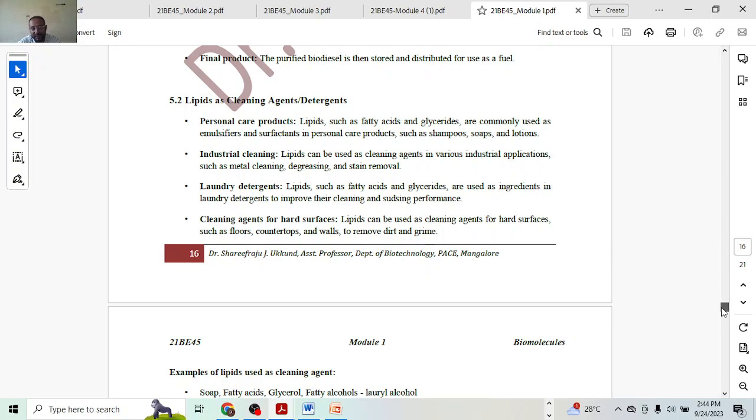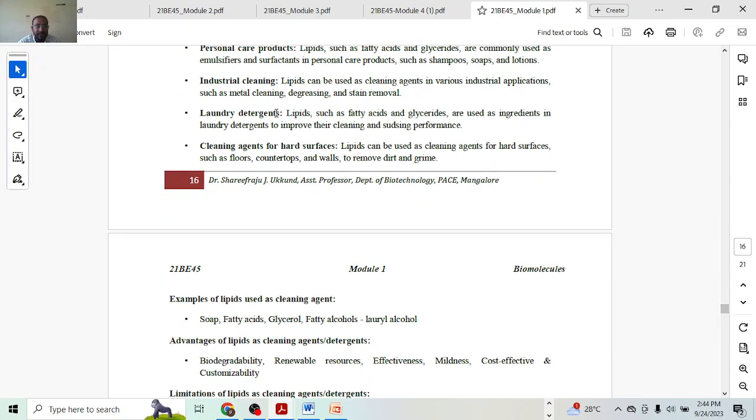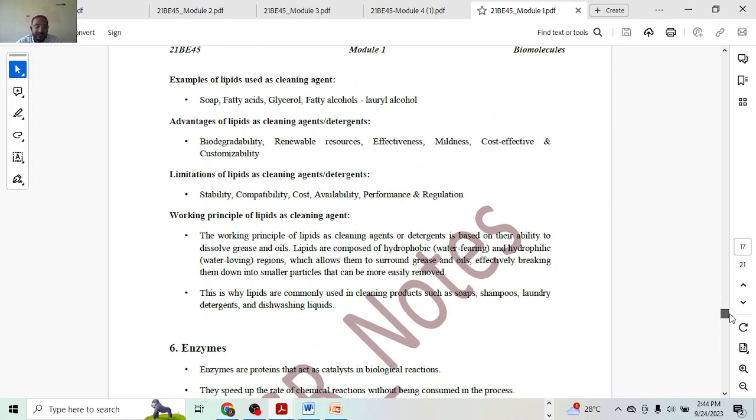You start with here, so you will be getting the different options like personal care, industrial cleaning, laundry detergent cleaning. All these things will get you 2 marks, that is half a mark each. So you have the next, an example of the lipids, might get you 1 mark.